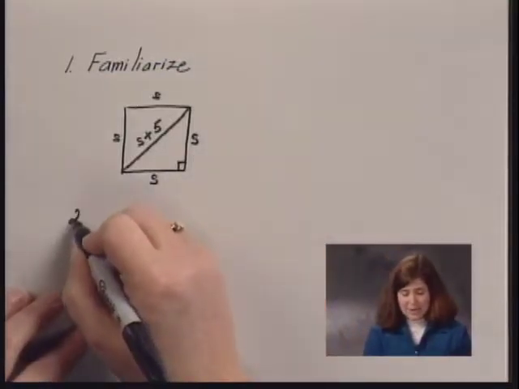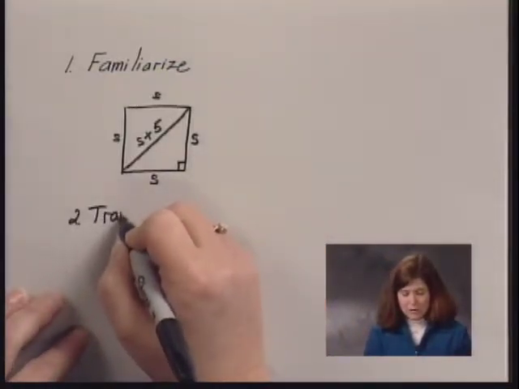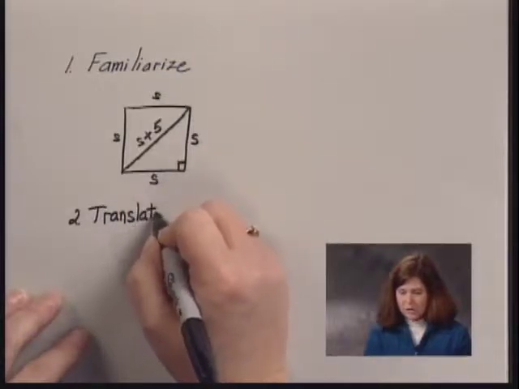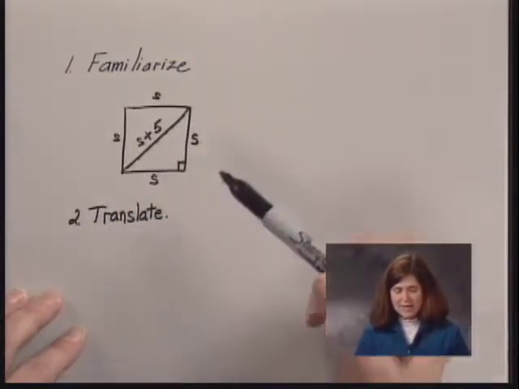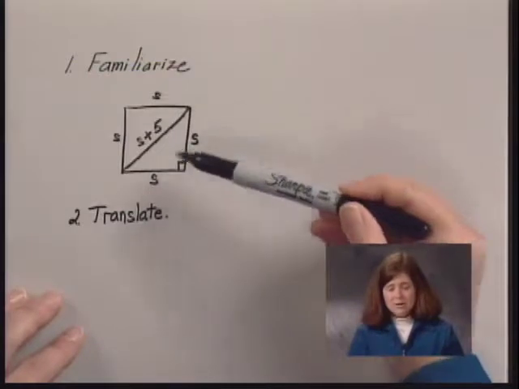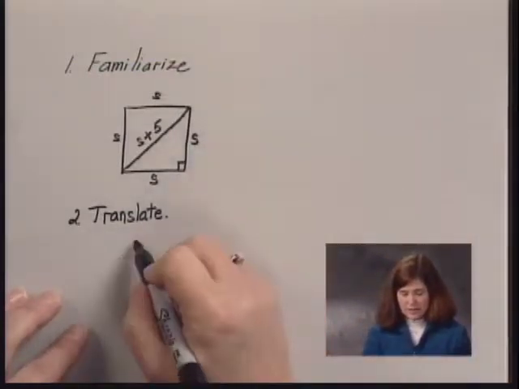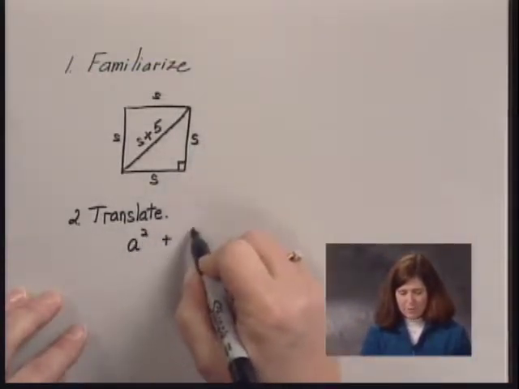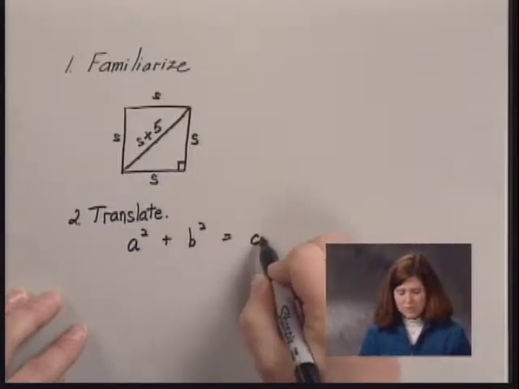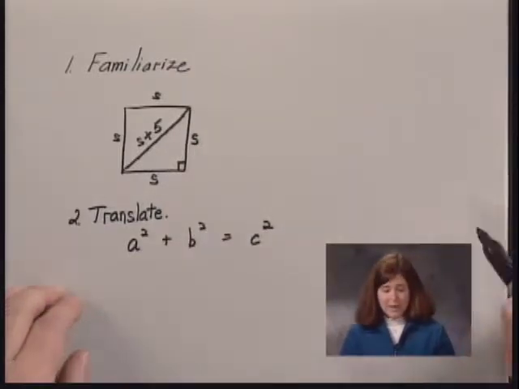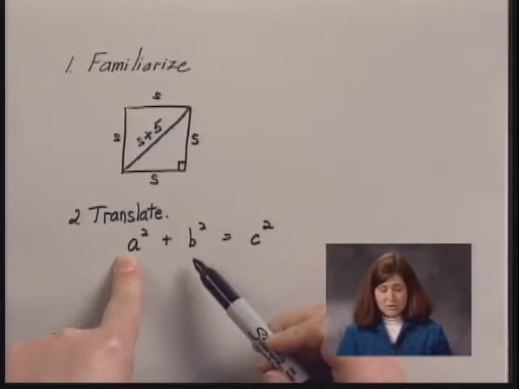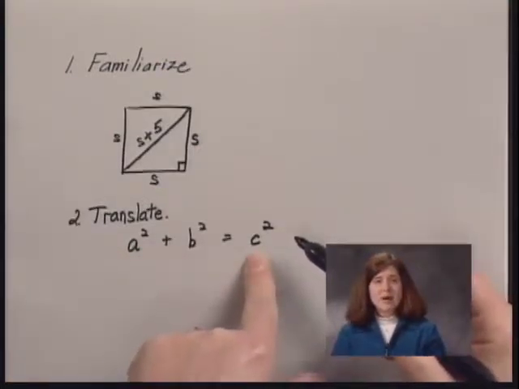When we translate to an equation, we're going to use the Pythagorean equation that says a squared plus b squared equals c squared. This is true for any right triangle. a and b are the legs of the right triangle, and c is the hypotenuse.